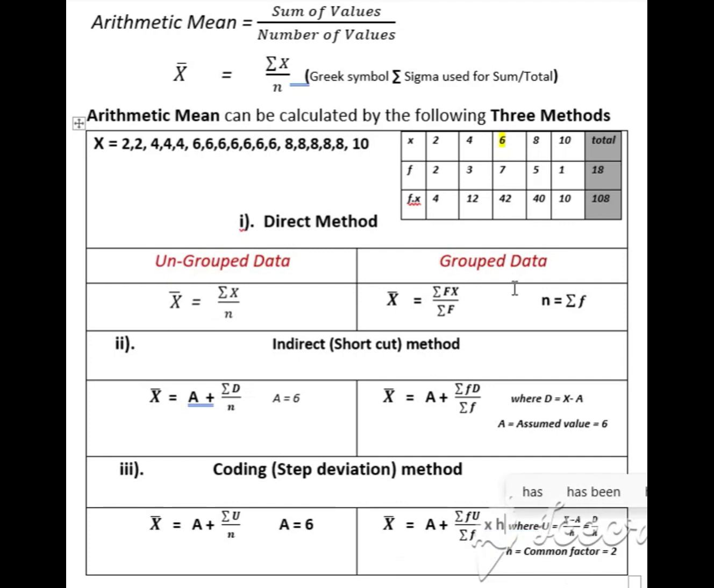What is the common difference? The x numbers are increasing by 2, 4, 6, 8, 10. So what is the difference between these numbers? 2 is the difference. So h is 2; h is the common difference.